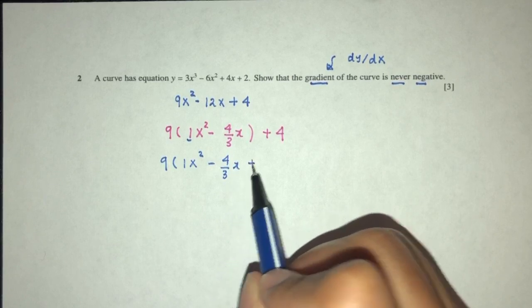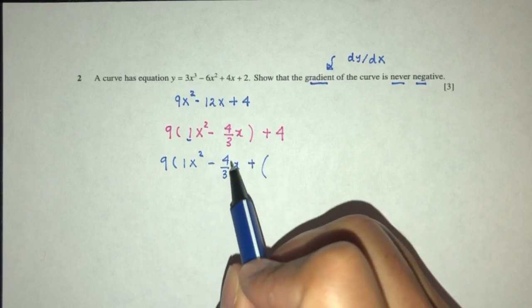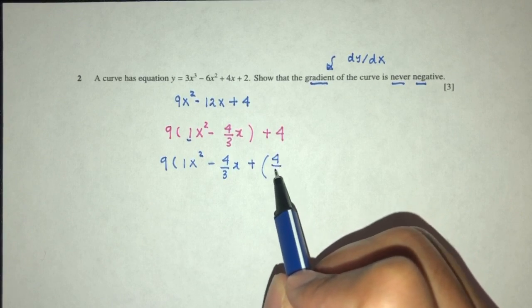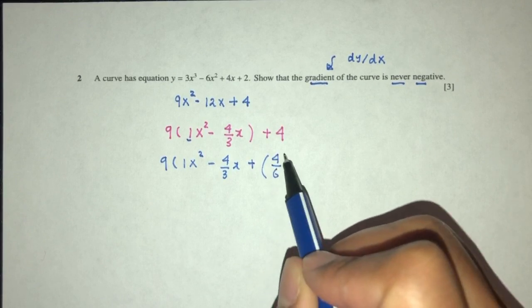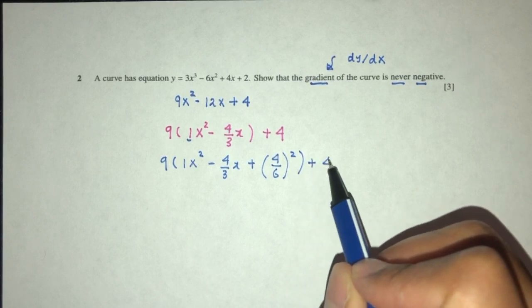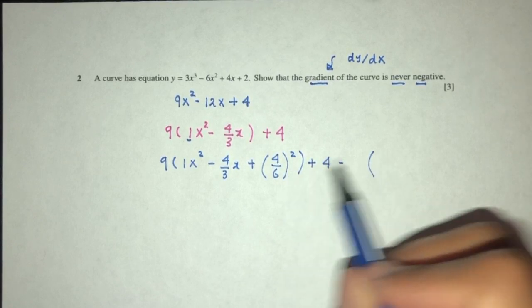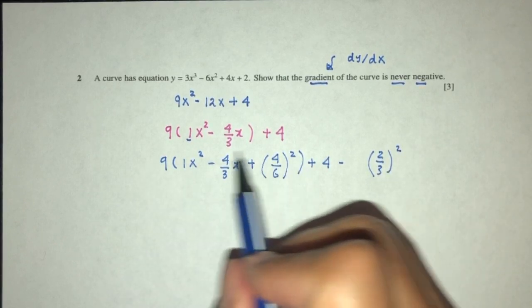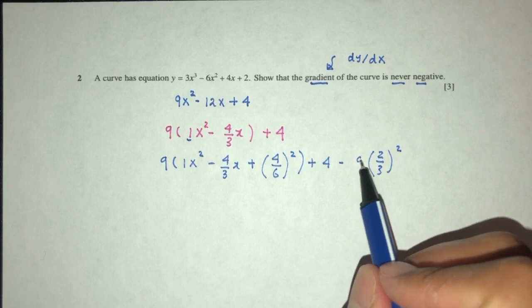Now we have to add something. We'll take the value here, 4 over 3, divided by 2 should be 2 over 3. That should be squared, and since we add something, we also have to minus the same value. That should be 2 over 3 squared. Because it was inside of the bracket, we also have to give it the value of 9.